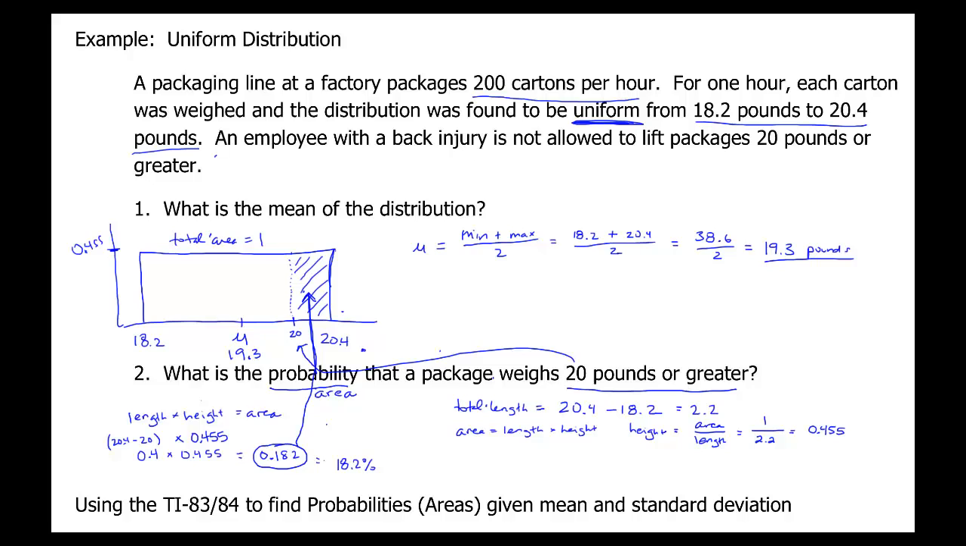So again, for uniform distributions, work with the total area of 1 and your total length of your distribution to find the height. Once you have the height, you can find any area that you're interested in.